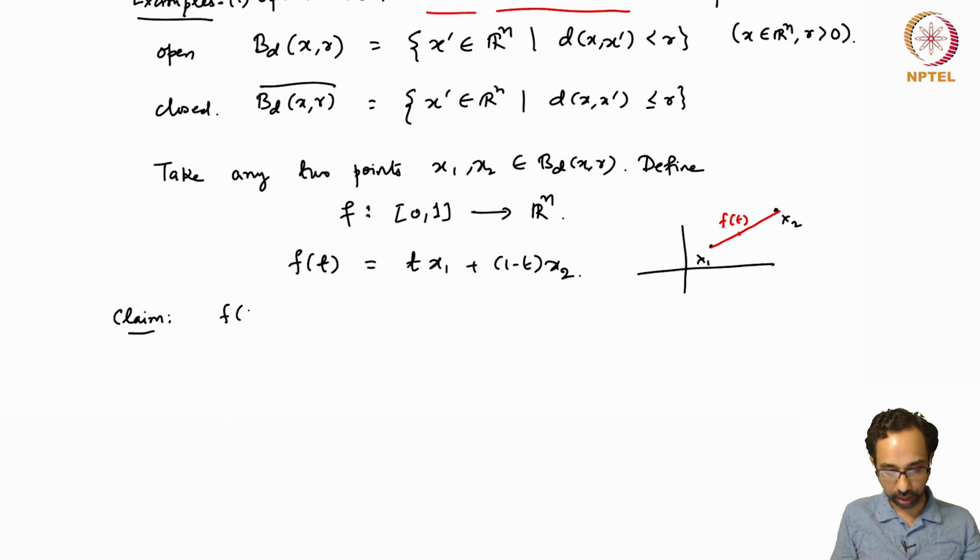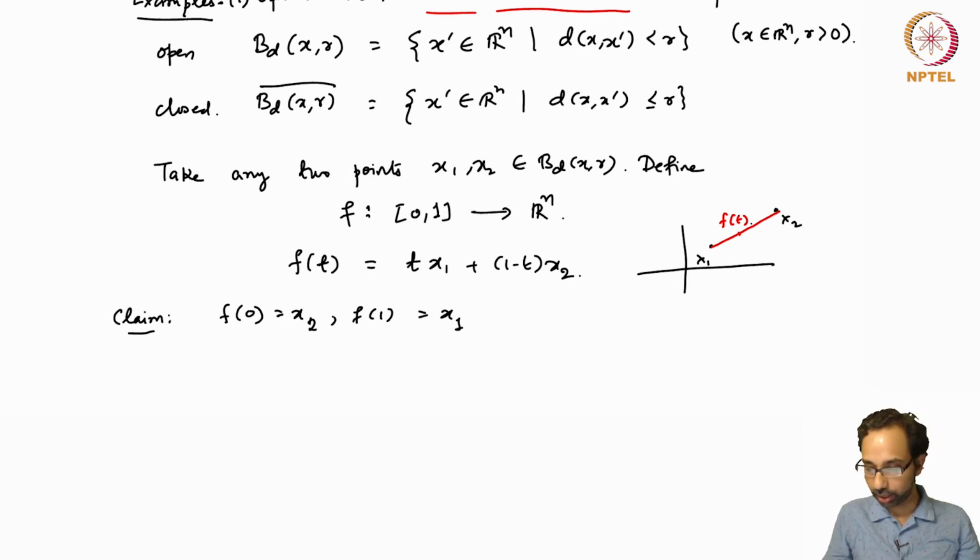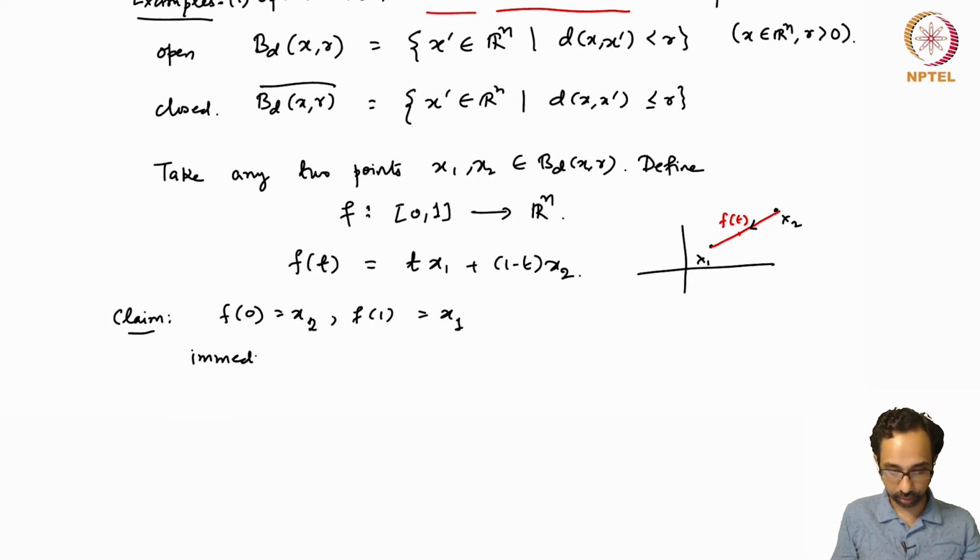Now I claim, first of all, that f(0) equals x1, and f(1) equals x2. So it is a path, sorry, it should be the other way around: f(0) equals x2 and f(1) equals x1. So it is rather a path that starts at x2 and ends at x1. This is immediate from the definition, from the equation above.